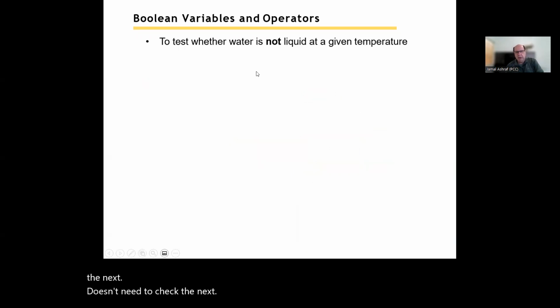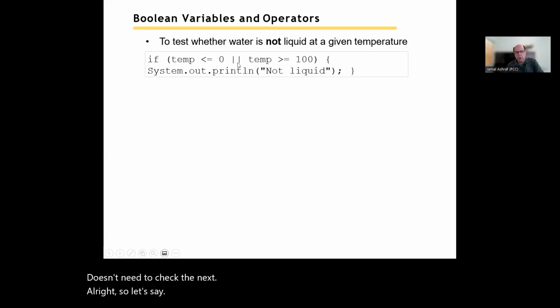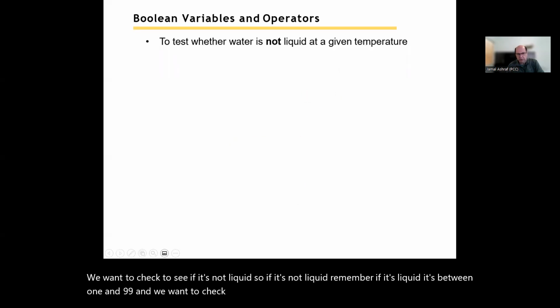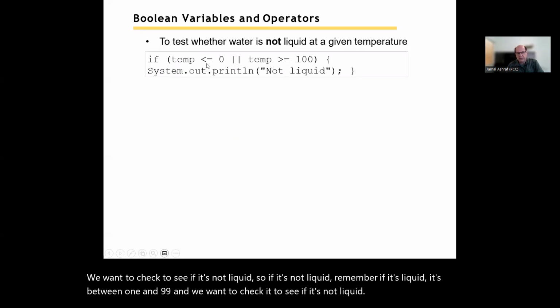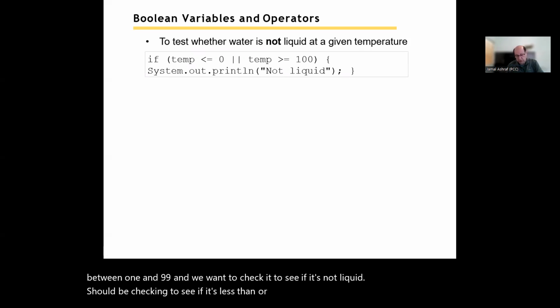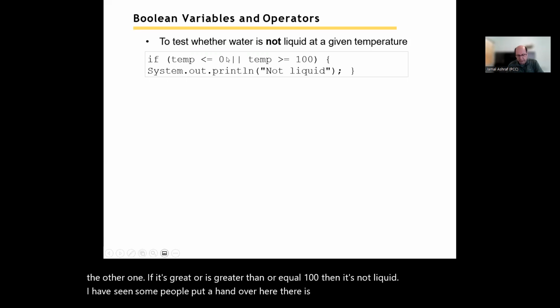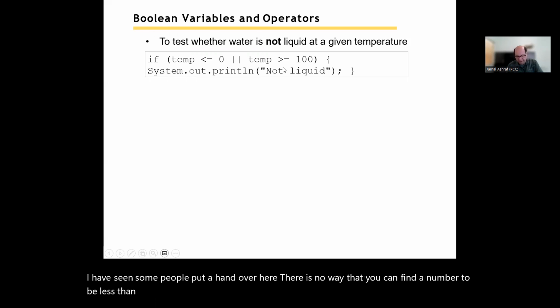All right, so let's say that we want to use the or. We want to check to see if it's not liquid. Remember, if it's liquid, it's between 1 and 99, and we want to check to see if it's not liquid. So we're checking to see if it's less than or equal to 0. Remember, 0 was not covered on the other one. If it's greater than or equal to 100, then it's not liquid. I have seen some people put an and over here. There is no way that you can find a number to be less than 0 and greater than 100 at the same time. So we've got to be careful when we're building this stuff.